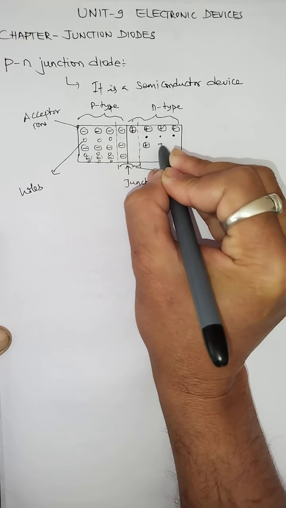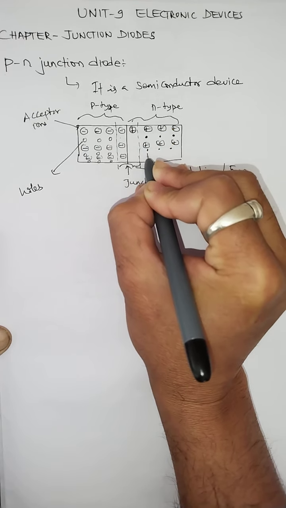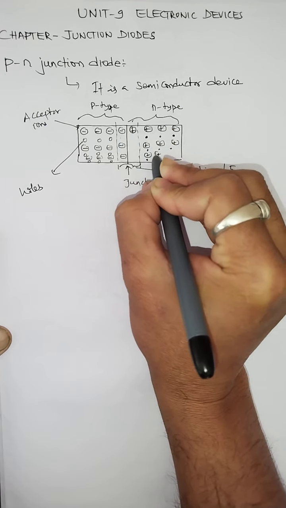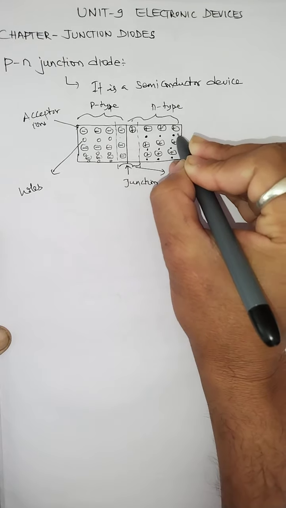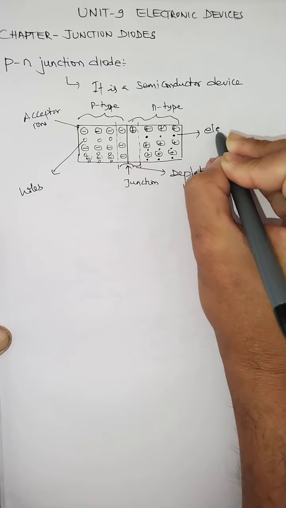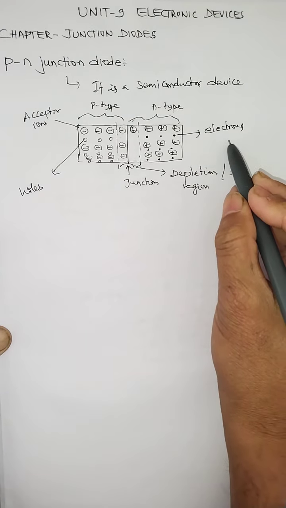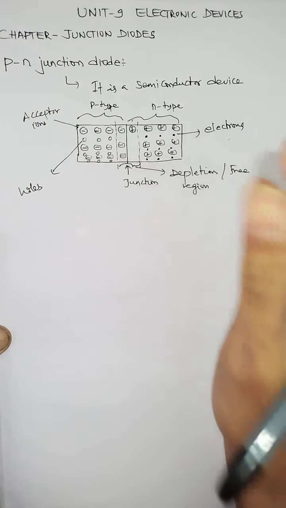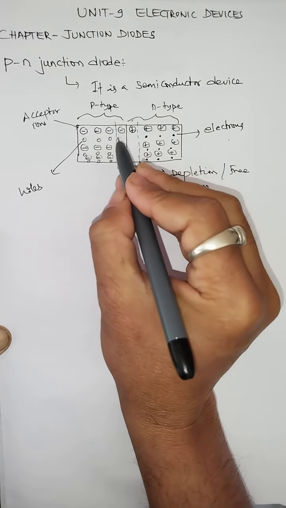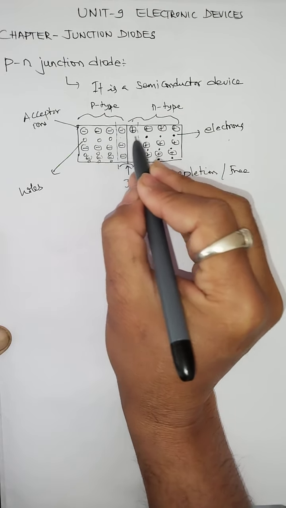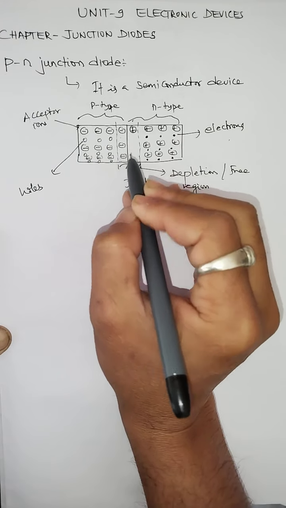These positive ions are created by excess of electrons. So these are all the electrons. Remember, in n-type, electrons are the majority, whereas holes are also present, but they are minority, very few. That's why near the junction, electrons and holes diffuse into each other, from both sides.